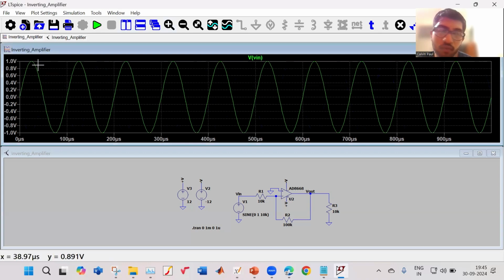मेरा इनपुट वोल्टेज 1 से -1 जा रहा है. और मेरा गेन मुझे मालूम है 10 है, R2/R1 = 10. ठीक है. मेरा V out कितना जाना है? 1 into 10, तो 10 से -10 जाना चाहिए.